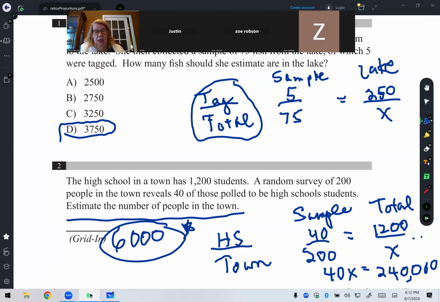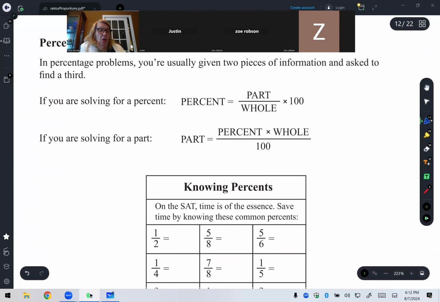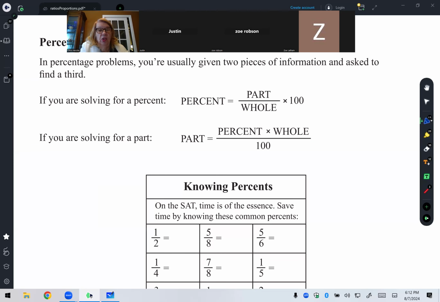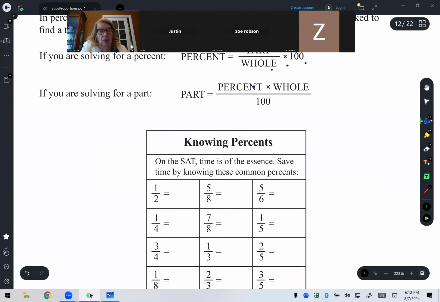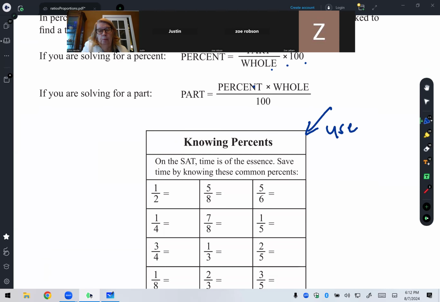Okay, the next page. Oh, we're all the way into percents. Okay. So in percentage problems, you're given two pieces of information. So the percent is the part over the whole times 100. The part is the percent over 100. That's how your teachers do your grades. So it's pretty easy. We're not going to go through all these because you could use your calculator, right?